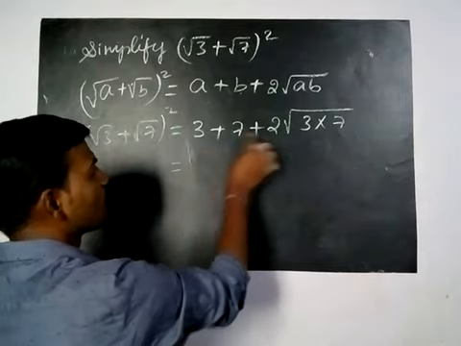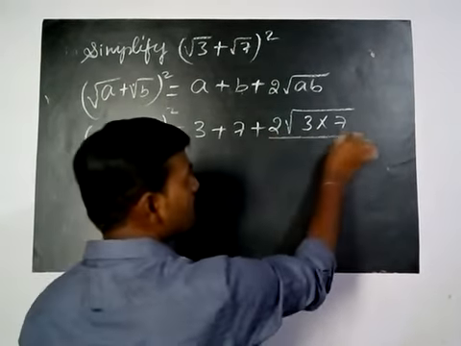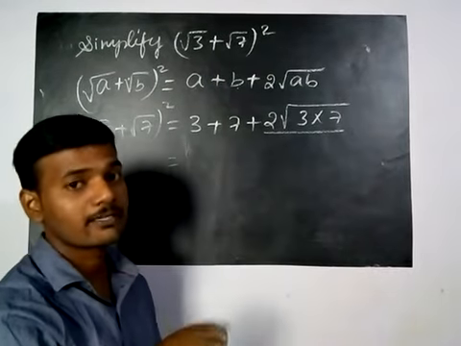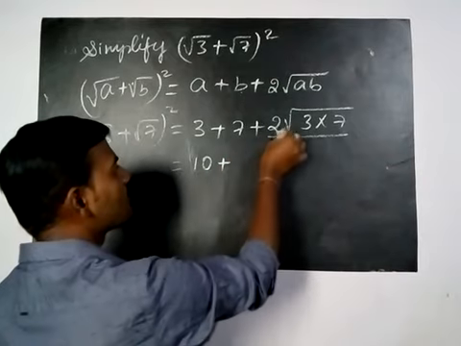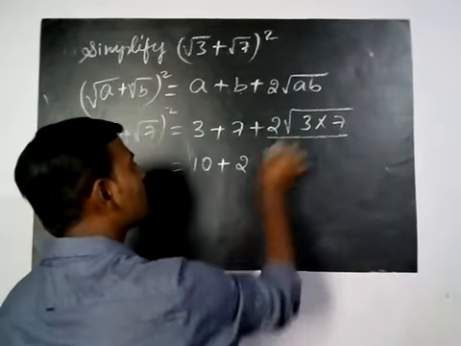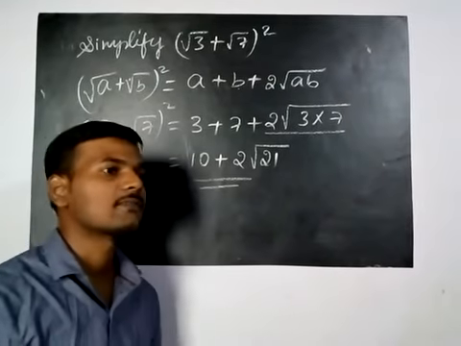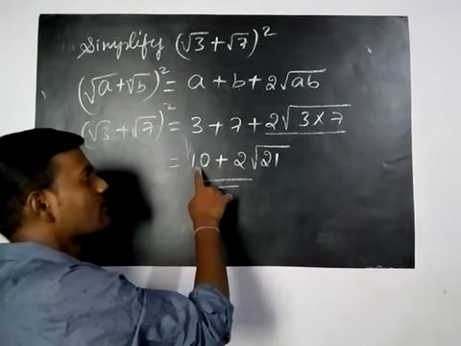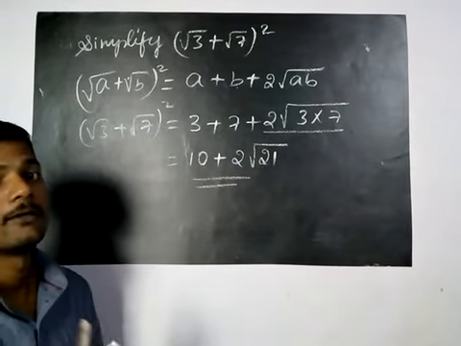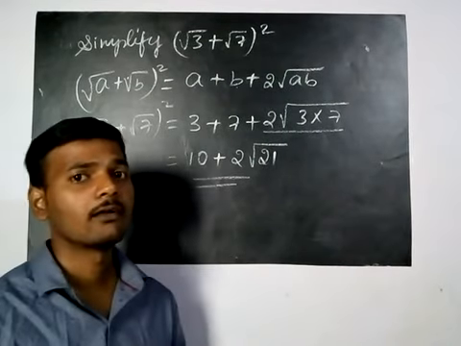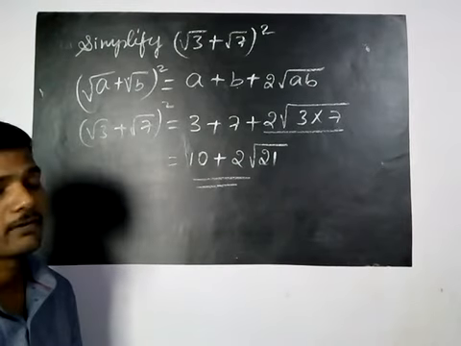3 plus 7, you should not add this one also. Okay, remember this whole thing is one term only and it is irrational only. 3 plus 7, 10, plus 2 as it is, and it becomes root 21. This is the simplified value, and you should not add 10 plus 2, 12 root 21. You should not do that. 10 plus 2 root 21. Why?